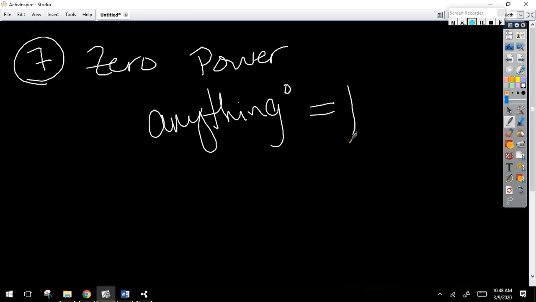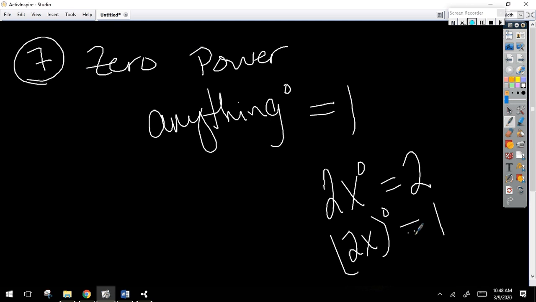Wait, isn't 0 divided by something undefined? Or no, something divided by 0 is undefined, correct. That makes an asymptote. We're going to talk about that too. No, 2x to the 0 power would be 2. This would be 2.